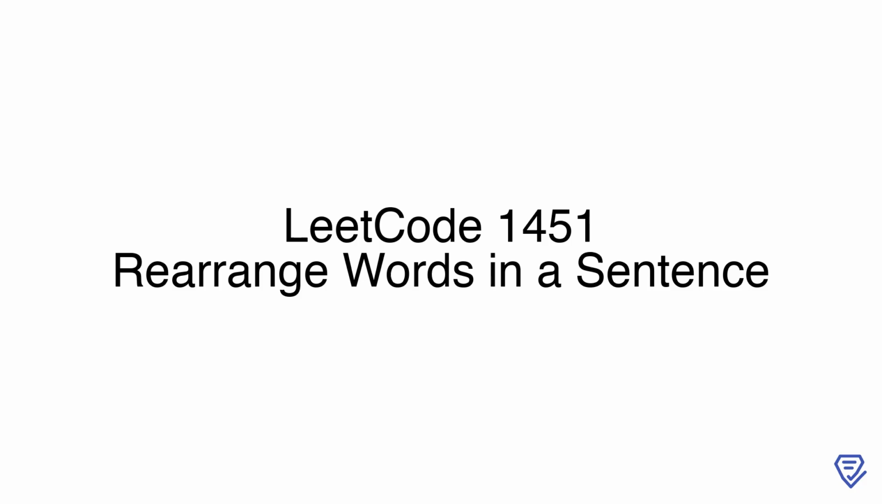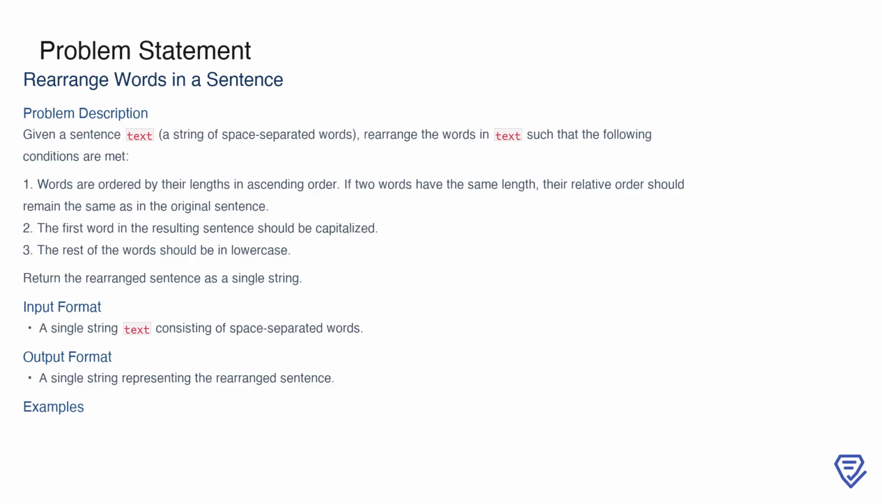Let's dive in. In this problem, you'll be working with a sentence, which is essentially a string consisting of space-separated words. The goal is to rearrange these words according to three specific rules. First, the words need to be ordered based on their lengths in ascending order. If two or more words have the same length, they should remain in the same relative order as they appear in the original sentence. Second, the first word in the resulting sentence must be capitalized, and third, all other words should be in lowercase. After applying these transformations, you'll return the rearranged sentence as a single string.